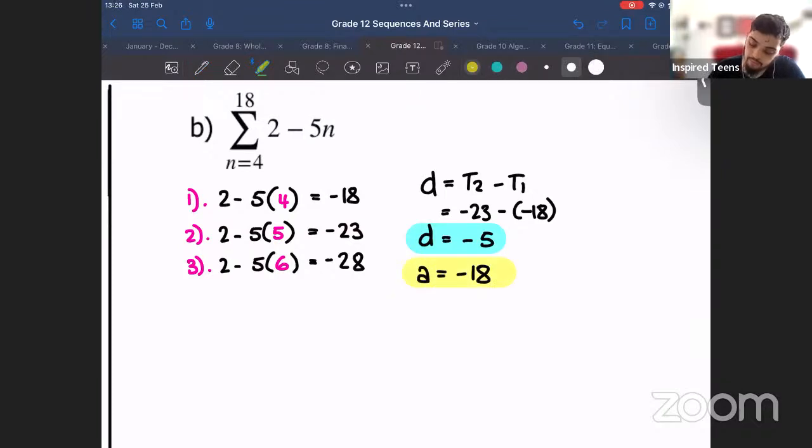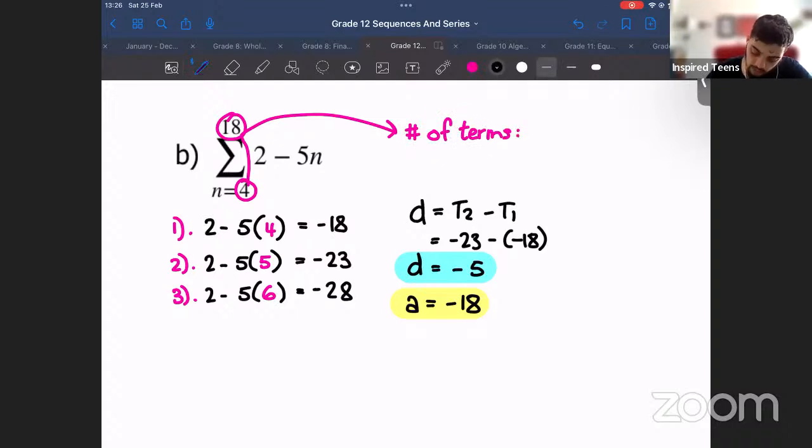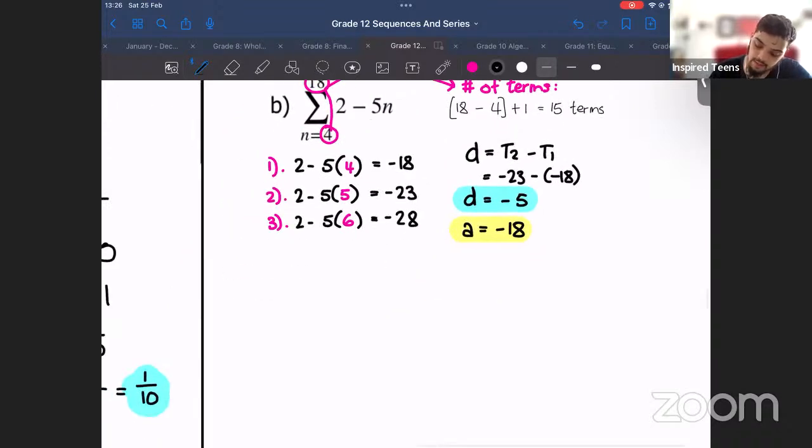So now we can solve. Okay, they want us to calculate the sum. Oh, one more thing, we need to get the number of terms. The number of terms can be calculated by the end term minus the start term plus 1. So basically there are 15 terms in this pattern from the 4th to the 18th term. So now we can calculate.